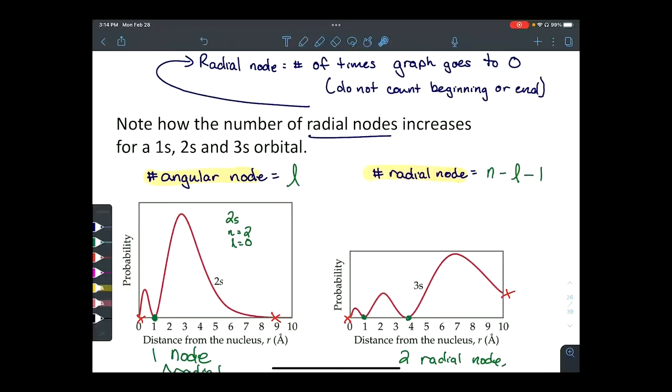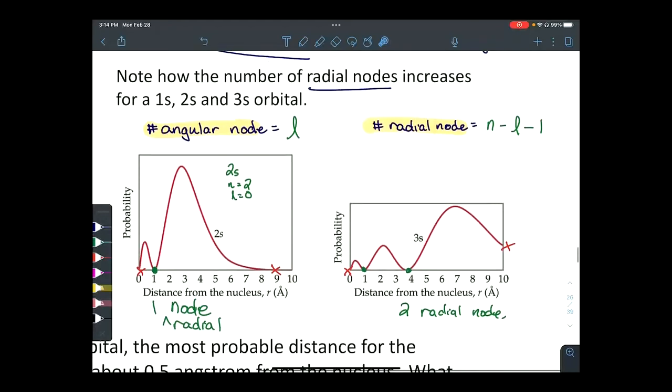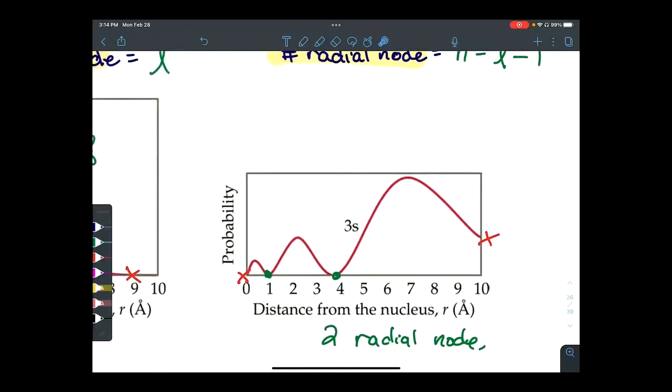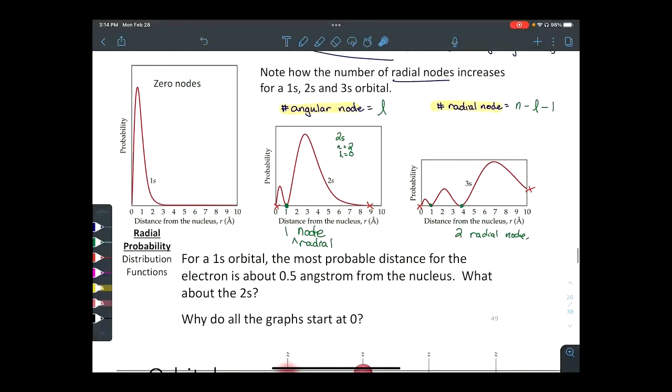All right, and so we can do this for any orbital. You can do the same calculation for a 3s orbital. 0 angular nodes, but then if we count the number of radial nodes for a 3s orbital, it's 3 minus 0 minus 1. So there should be 2 radial nodes in a 3s orbital. Do we see that in this graph? Do we see 2 radial nodes for this 3s orbital? Yes, we do. All right, so the equation here works. Okay, did I answer all these questions?